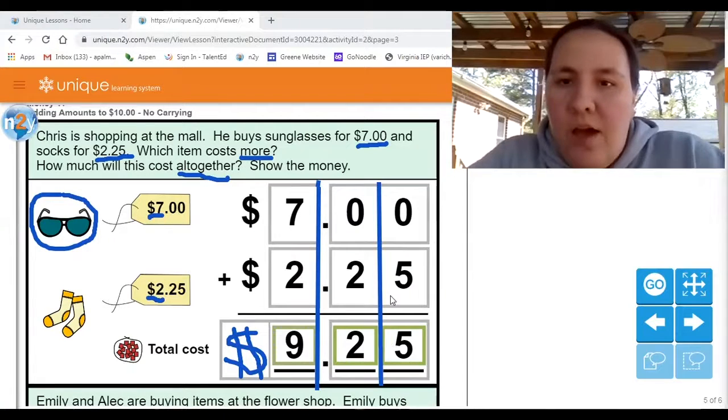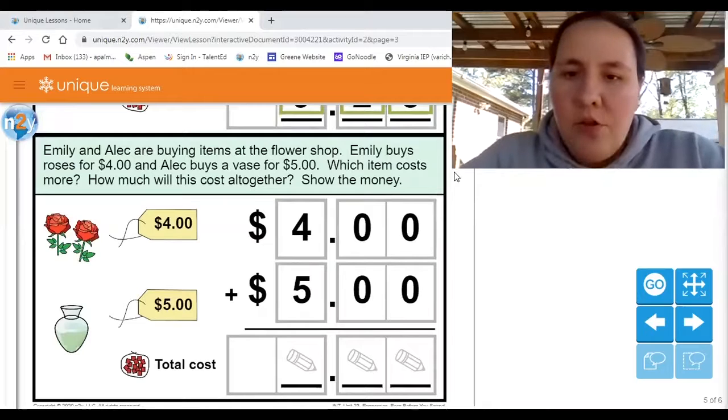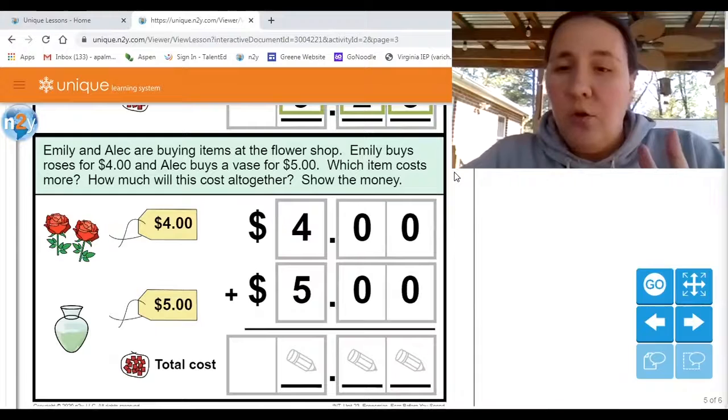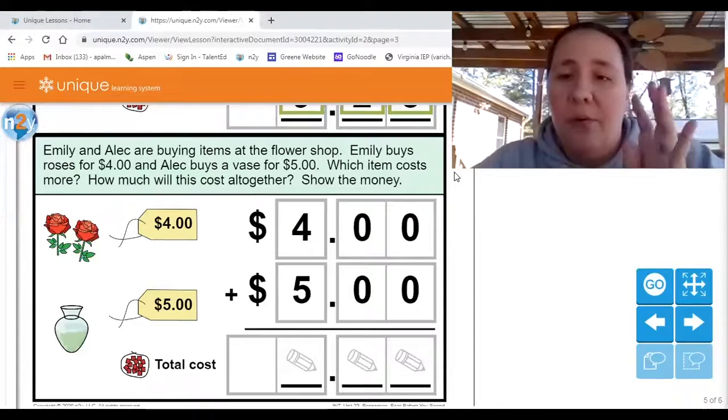Great job. All right, let's do one more together, and then we will be finished for today. All right, remember our steps. We're going to read it first. We're going to underline important details. We're going to figure out which one is more, and then we are going to do our adding together, okay?